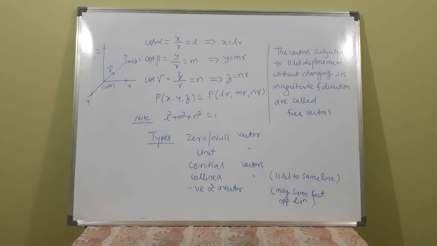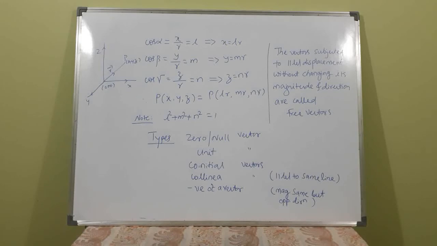Next is types of vectors. Zero vector or null vector. A zero vector is one whose magnitude is 0. That means the initial point and terminal point coincide. But remember, there is a point. It may not have any dimensions, but the vector is present. A zero vector is a vector; it does not imply that it is vacant. That is also called a point vector.